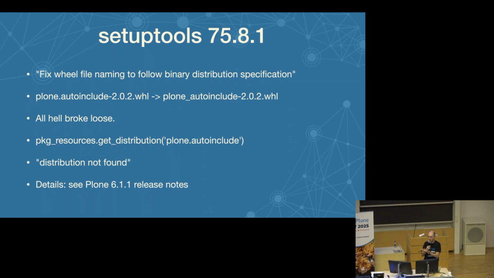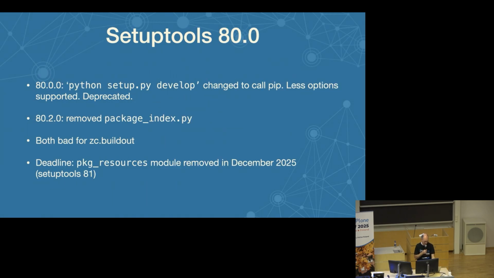So pkg_resources, just to be clear, is a module in setuptools. We're still using the namespace packages that are defined by pkg_resources. That's still in, but most other usage is gone in 6.1 already. And then there's setuptools 80. That basically changed what happens if you call python setup.py develop.